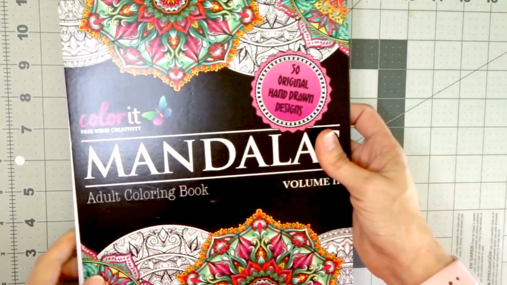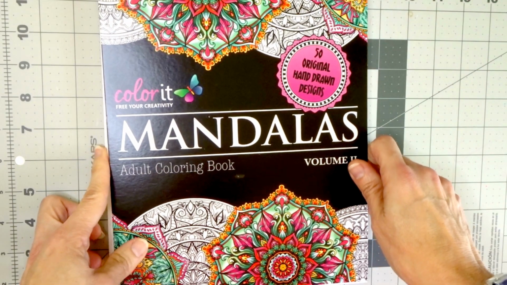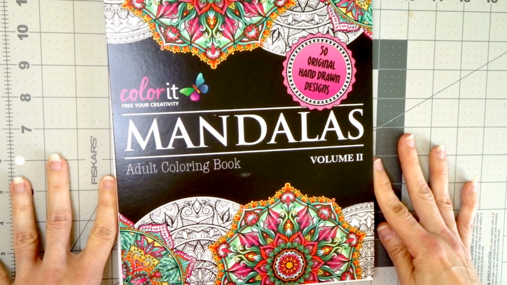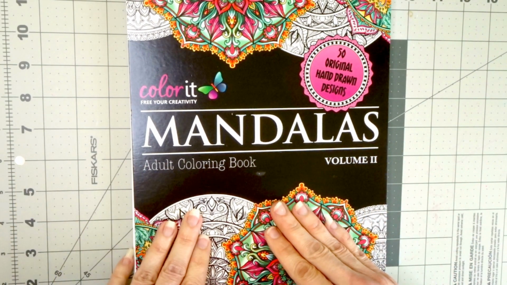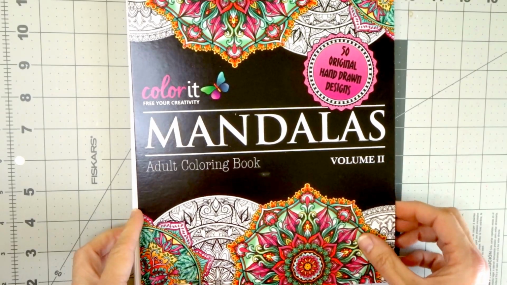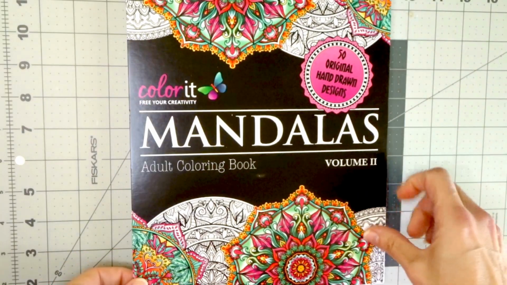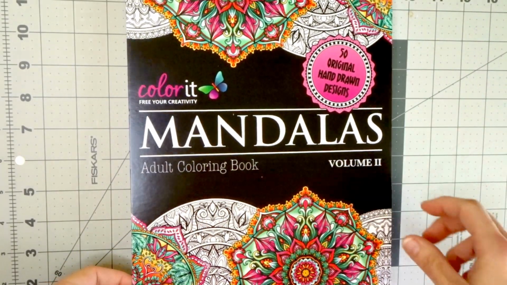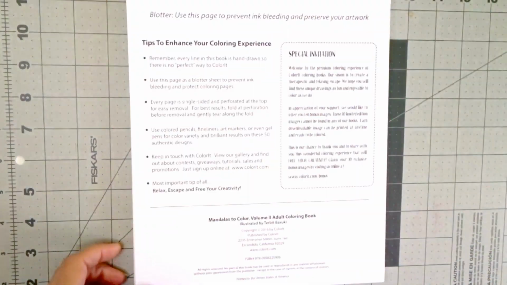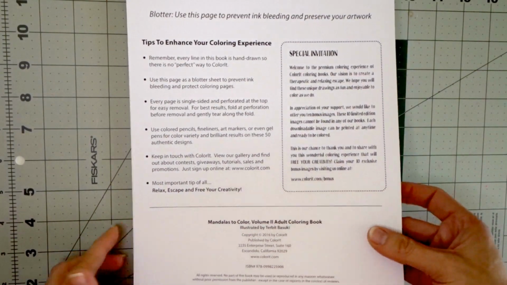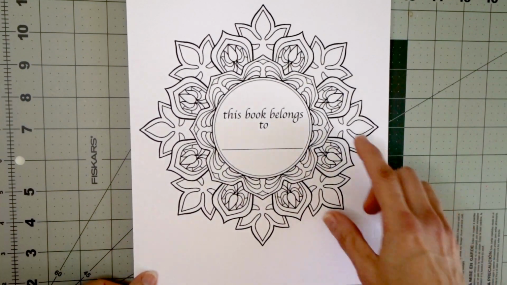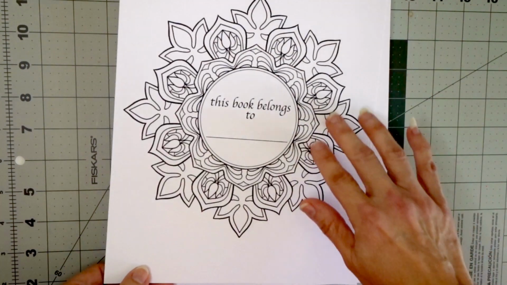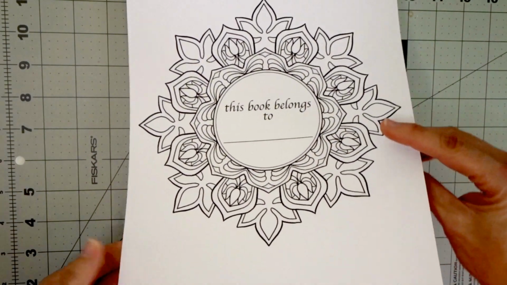And then we have mandalas, and a lot of people like to do mandalas because they are a very good stress reliever and just so relaxing to color. But this book is by Color It, and this is their Mandalas Volume 2. And these pages in this book are all perforated, and it's a very nice, really thick paper.